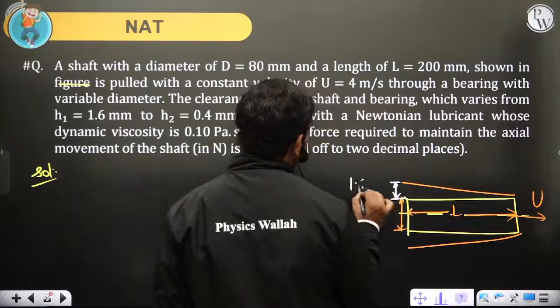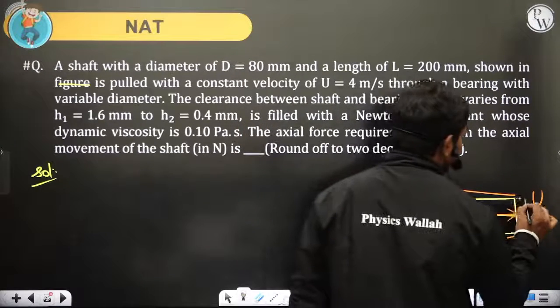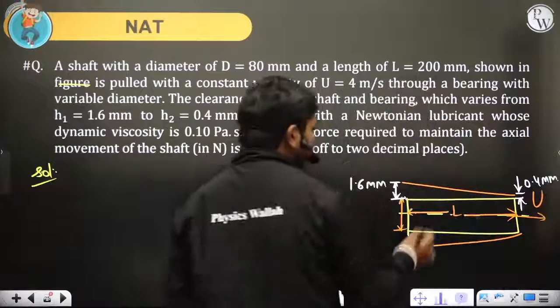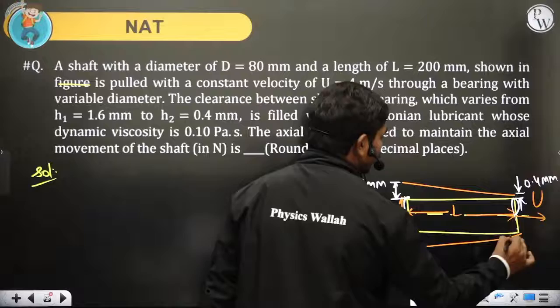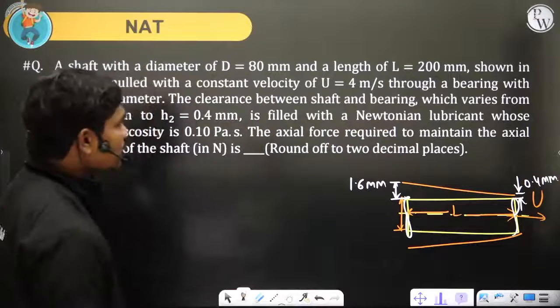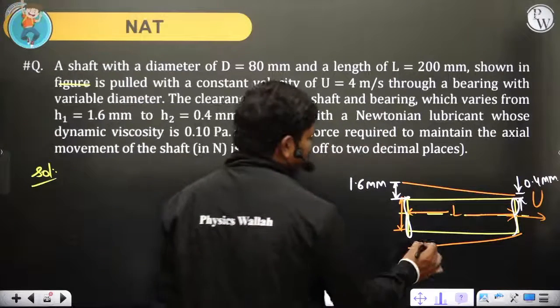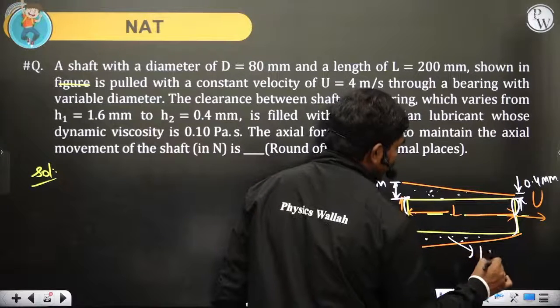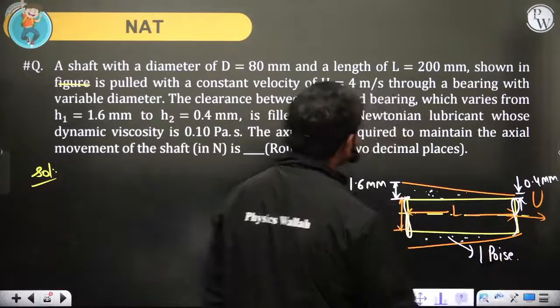Clearance varies from 1.6 mm to 0.4 mm. Similarly, it's a shaft actually, so it's a circular shaft obviously. Now it is filled with a Newtonian lubricant whose dynamic viscosity is 1 poise, that is 0.1 in SI units.